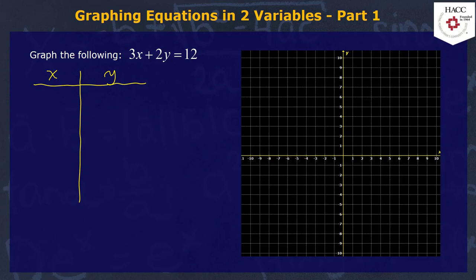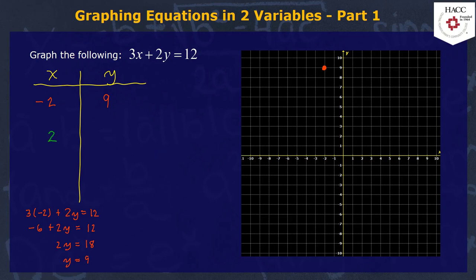But so I'm going to let x be -2, and if x is -2, I get 3 times -2 plus 2y equals 12, which means -6 plus 2y equals 12, which makes 2y equal to 18 and y equal to 9. And I can keep doing this, picking some other x's and finding y's. I can also pick y's and find out what x's are, which I'll show in other parts of this video.